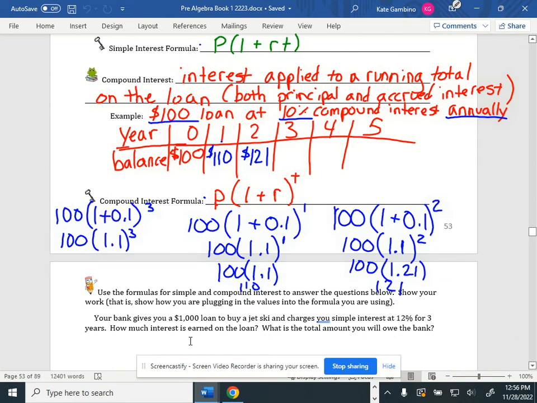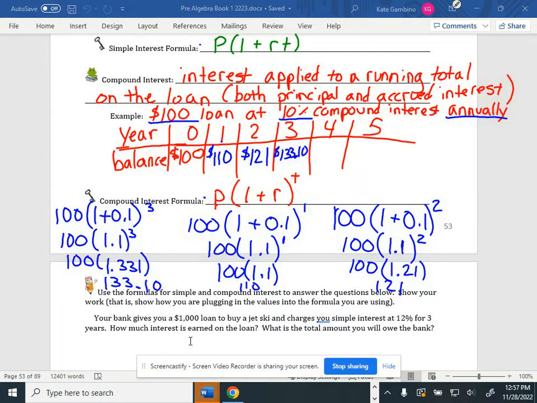So now I have 100 times 1.331. So if I multiply that out, I get 133.1. So when we're talking about money, we want to round it to that cent. So that would be 10 cents. So now we're at $133.10. So is there an easy pattern for us to fill in on this table? No, I have to do the math every single time.